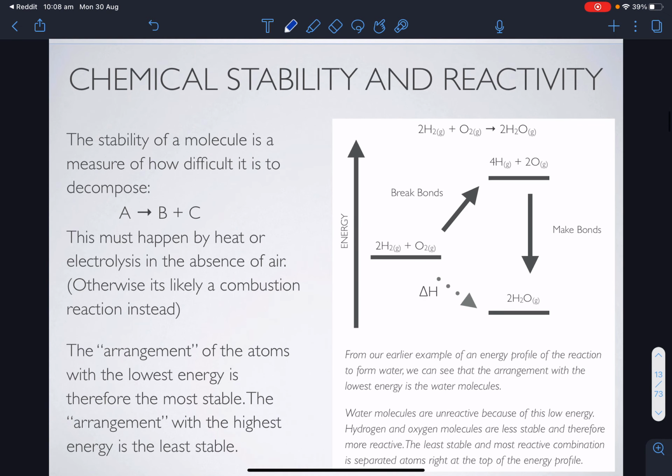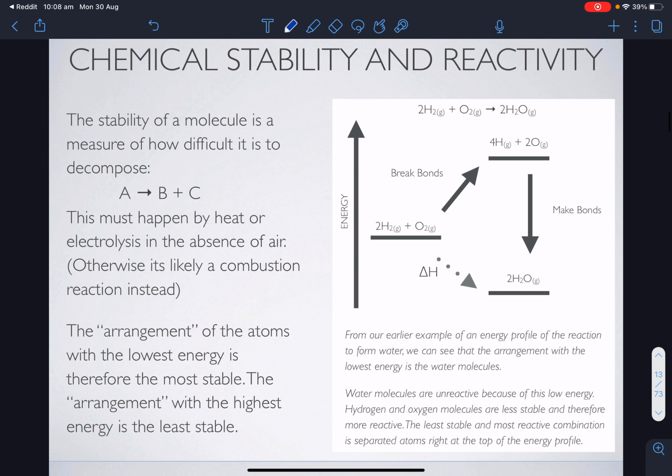Okay. Let's relate this energy differences to chemical stability and reactivity, because it all joins up and it's all a measure of the same thing, okay? So the stability of a molecule is a measure of how difficult it is to decompose or break it up into separate bits, okay? It must happen by heat or electrolysis in the absence of air. Otherwise, if you try to break something down in air, sometimes it can just not break down but turn into a combustion reaction once you put energy in, okay?